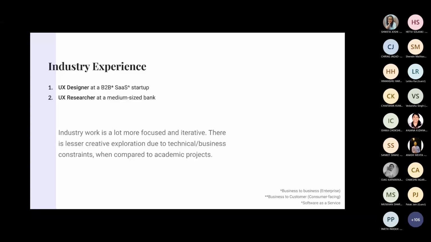And for the same reason, there's limited creative exploration you can do due to technical or business constraints, like I previously mentioned. But in an academic project, you just have the complete freedom to design anything, just because you don't really have to develop it or do some sort of proof of concept. So just something to remember, so that you have clearer expectations about what a job in UX consists of.